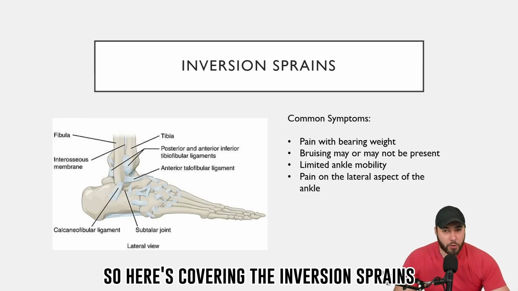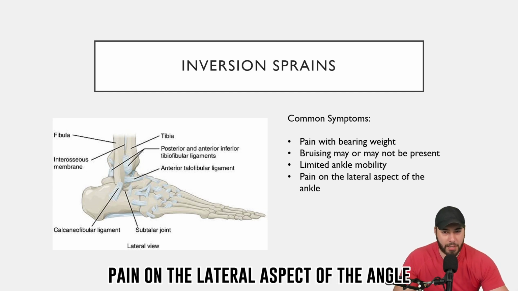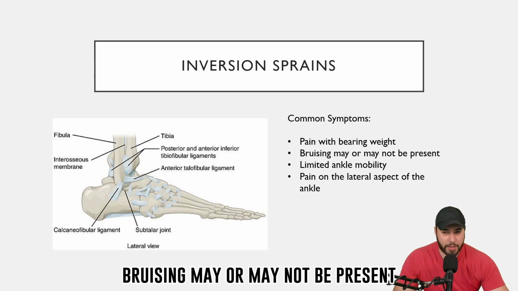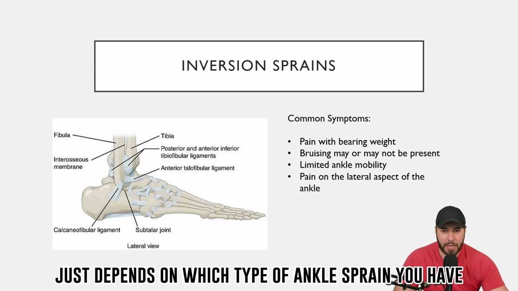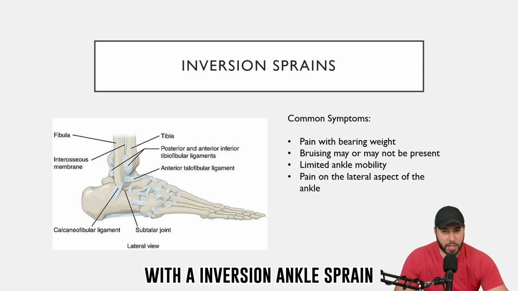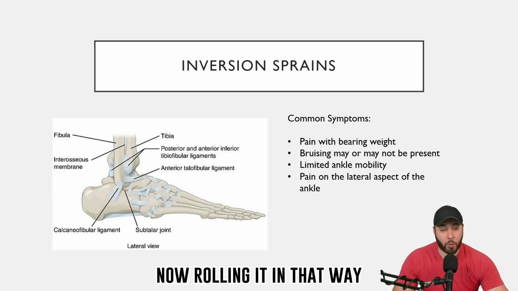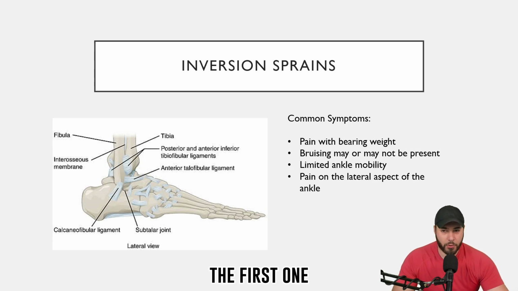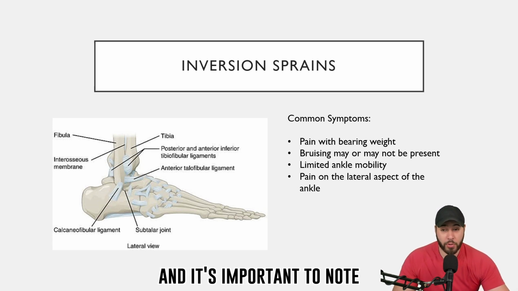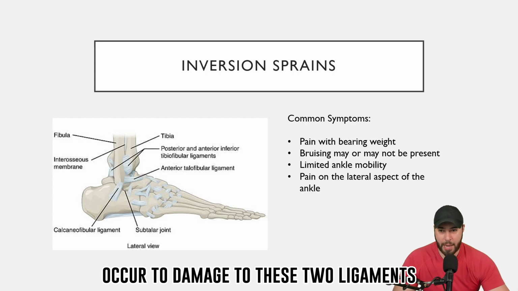So here's covering the inversion sprains. Some of the symptoms are similar: limited ankle mobility, pain on the lateral aspect of the ankle, bruising may or may not be present, like I said, it just depends on which type of ankle sprain you have, and pain with bearing weight. The most common ligaments that will be affected with an inversion ankle sprain, where you roll your ankle in, are the anterior talofibular ligament and the calcaneofibular ligament. It's important to note that 90% of all ankle sprains occur from damage to these two ligaments.